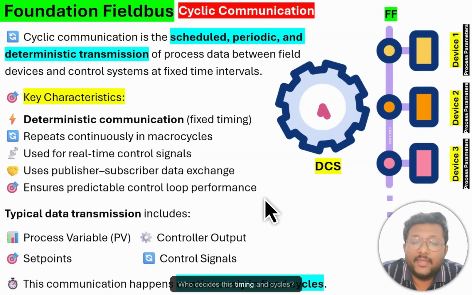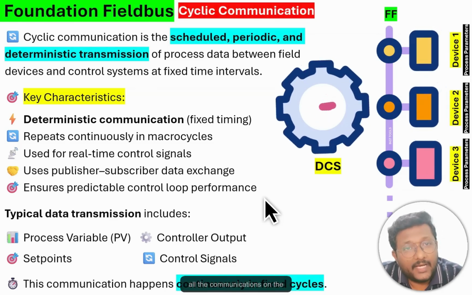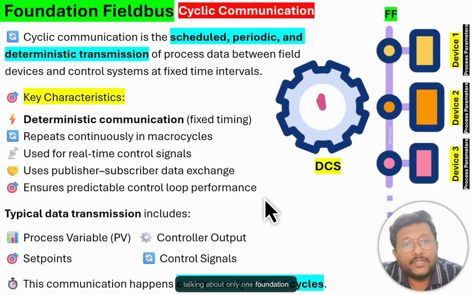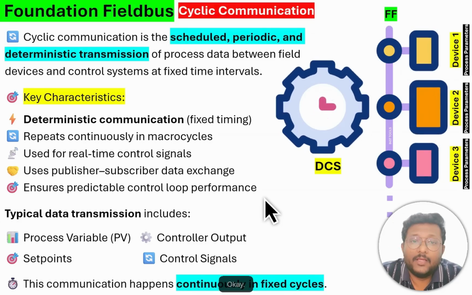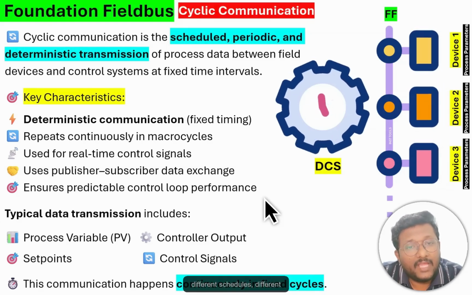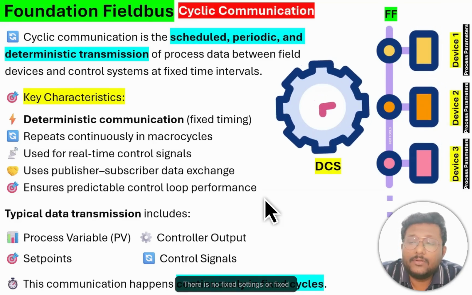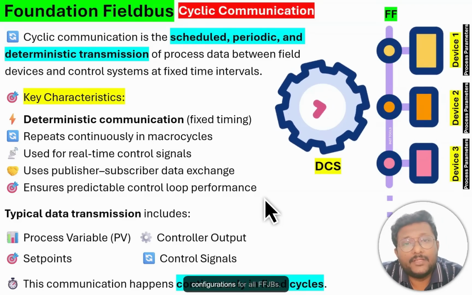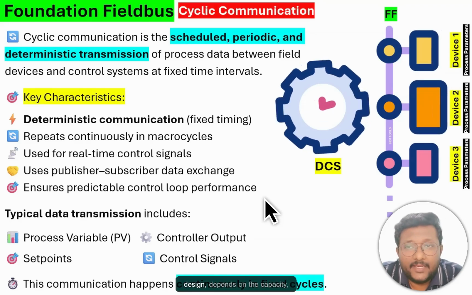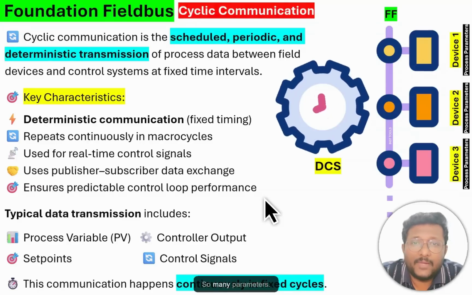Who decides this timing and cycles? The link active scheduler manages all the communications on the network. Network means, again, remember, I'm talking about only one Foundation Fieldbus junction box. Each Foundation Fieldbus junction box may have a different live list, different schedules, different timings, depending on the number of devices, its configuration, so many parameters. There are no fixed settings or fixed configurations for all FFJBs. We may have different ones, depending on the configuration, the design, the capacity, the number of devices connected to the junction box, so many parameters.